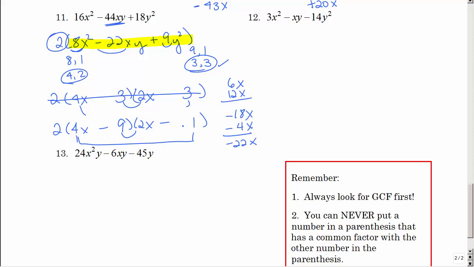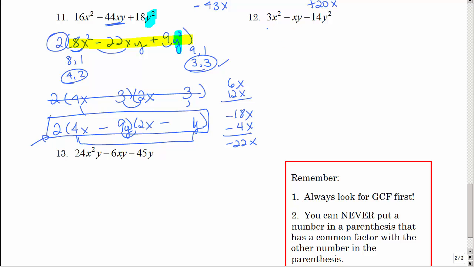And I'd say, oh, I'm done. But what did I forget? I forgot that y squared. So what do we need to do? Well, we need to put that y right there. That's my answer. So you could write that as 1y over here or just y. Don't leave out your GCF in your final answer.